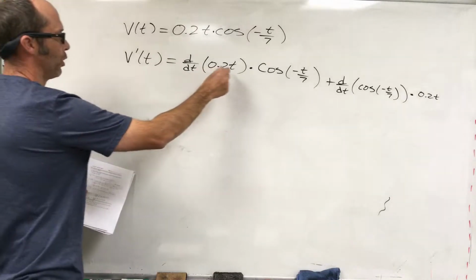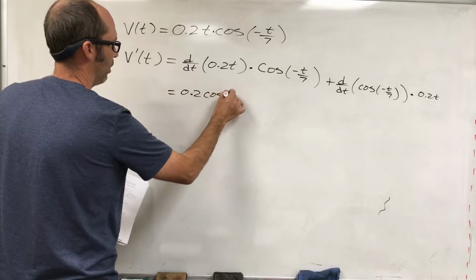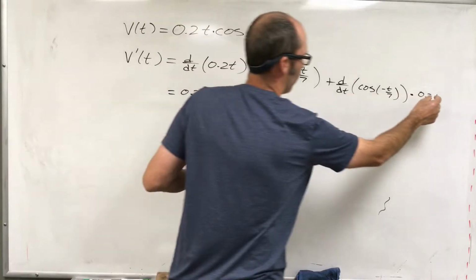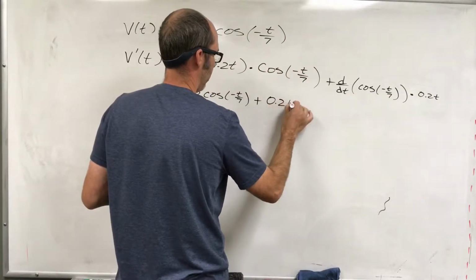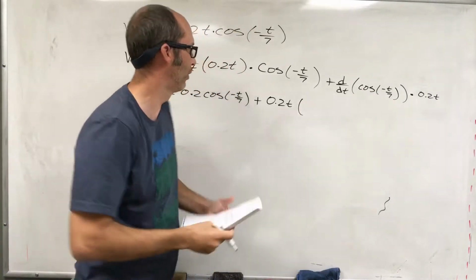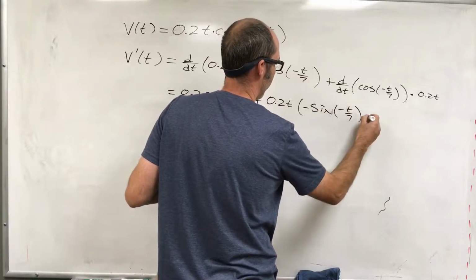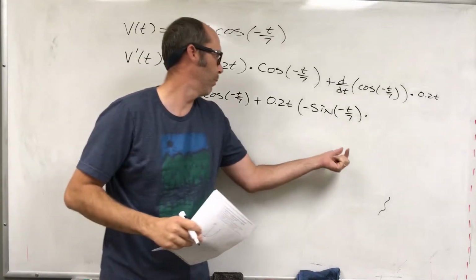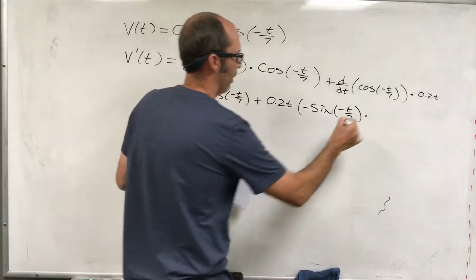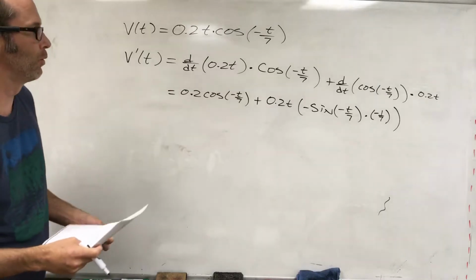All right, so the derivative of 0.2t is 0.2, and I'm going to put the 0.2t in front. Now the derivative of cosine is negative sine. So we get negative sine of negative t over 7. Then the derivative of negative t over 7 is negative 1/7. Okay, that's the chain rule. We've used the chain rule there.